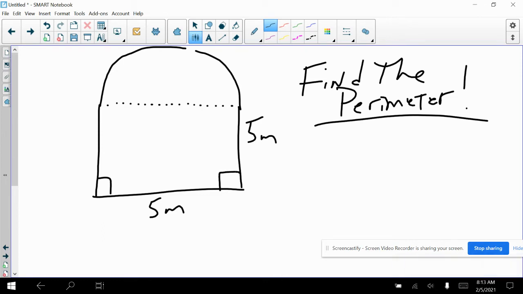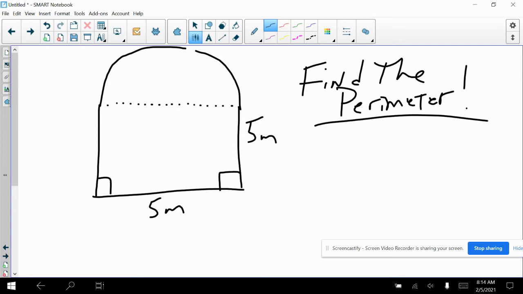Okay, question number 1. Why the dotted line? Michael? Okay, good answer. Emma, what were you going to say? Yeah, okay, right? We got two different shapes there, right?